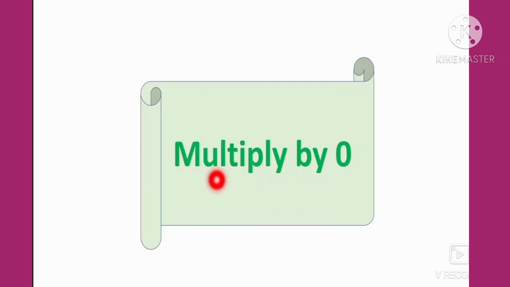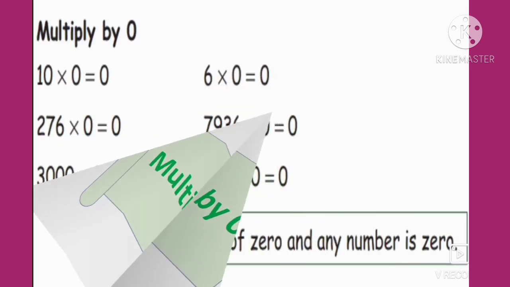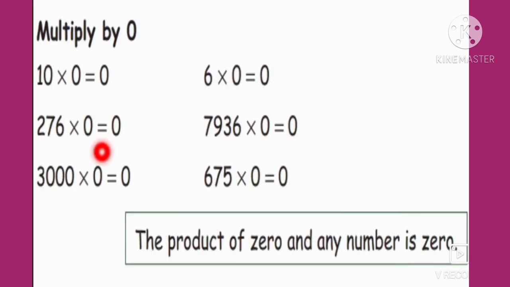Multiply by 0. Children, when you multiply 0 with any number, the result is 0. 10 into 0 is 0. 276 into 0 is 0. Similarly, 675 into 0 is 0. That is, the product of 0 and any number is 0.